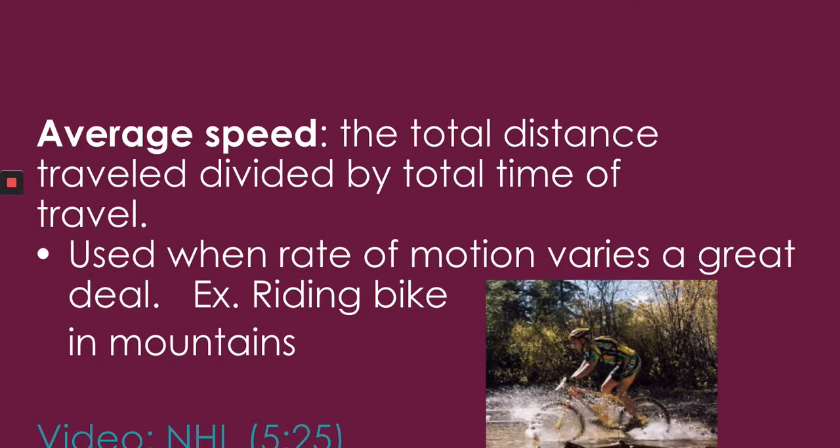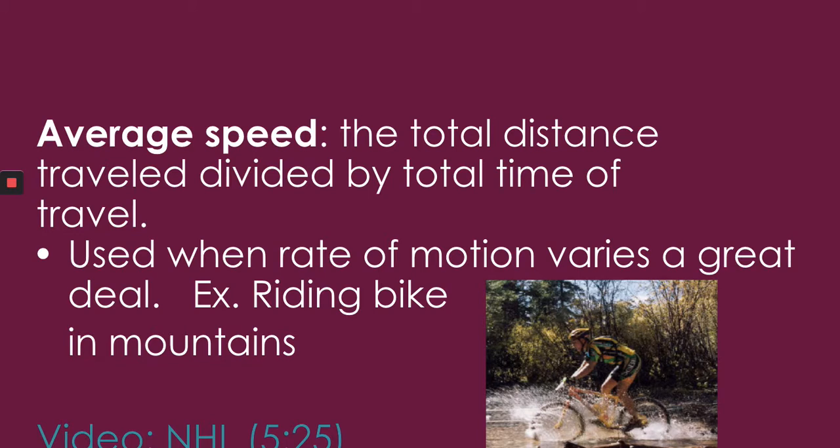Then we have something called average speed. Now, average speed is taking the total distance traveled divided by the total time of the travel. This is used when your motion varies a lot. So like in the example here, riding a mountain bike in the mountains. If you're going up hills or down hills, your speed is going to change a lot where you're traveling.